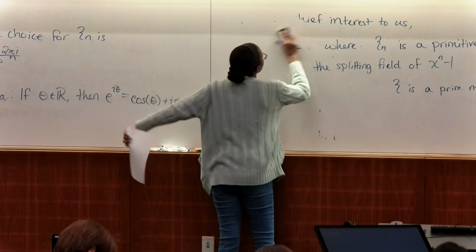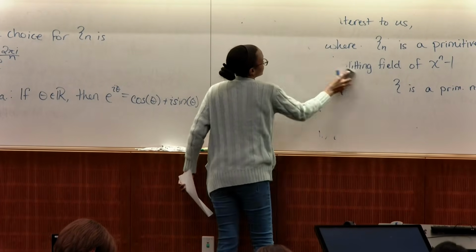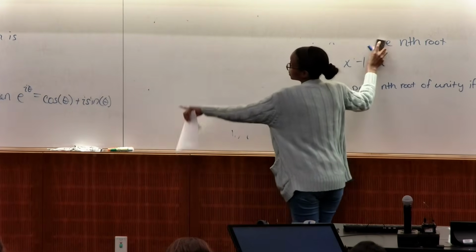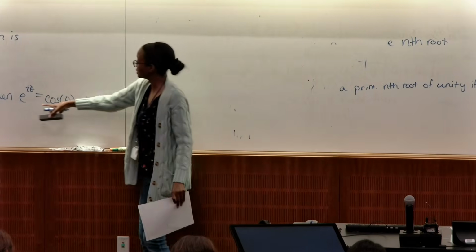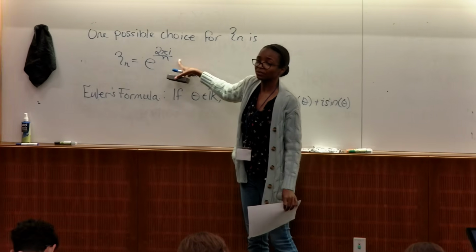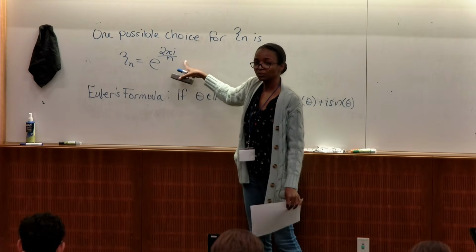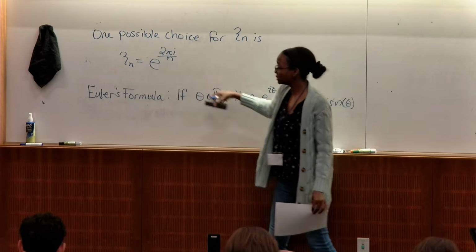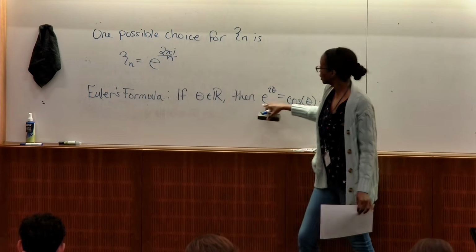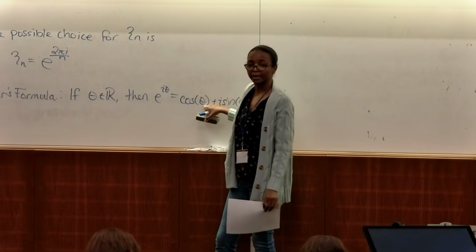This choice is really helpful for doing the exercises that I'm asking you all to do. For one thing, you can use this formula to make an argument for why this is a primitive nth root of unity. The fact that it's an nth root of unity falls out relatively easily from this formula. The fact that n is the smallest integer for which this works, use what you know about cosine and sine, right?